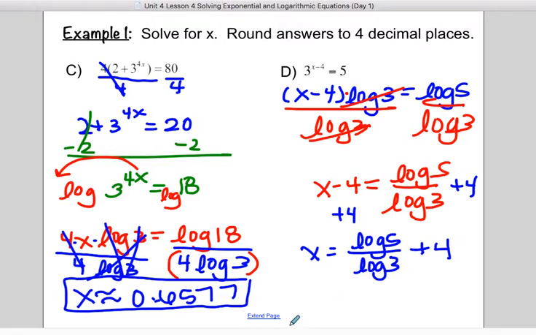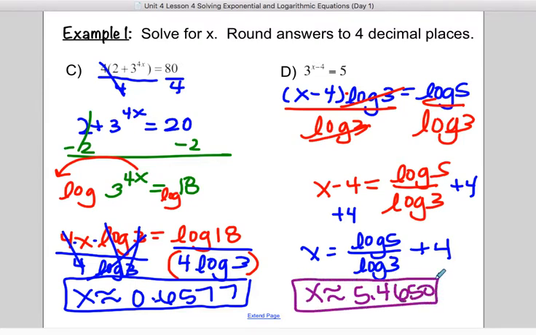So please type this one on your calculator. I want to make sure you can do it. I'm going to write the answer that you should get for this one. You should get 5.4650. Okay. And there is example D.